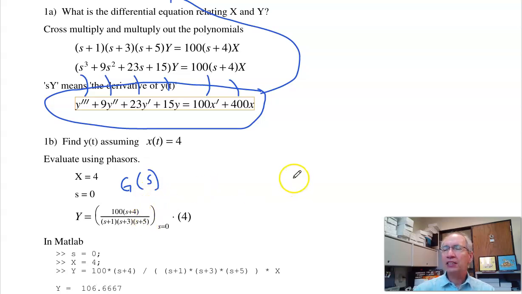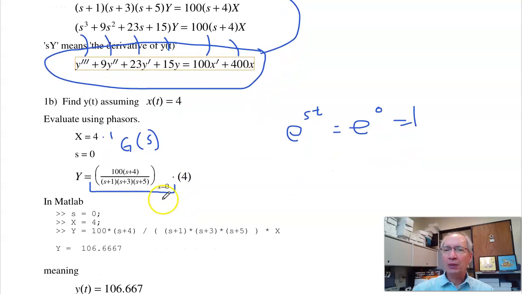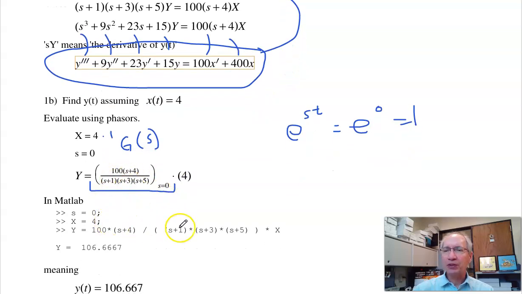At DC, s equals 0. Again, everything is e to the st. So if I have a constant, 4 times 1, s equals 0. So e to the 0 is just 1. DC, s equals 0. This is the gain everywhere. All I care about is what's the gain at DC times the input. The input in this case is 4. That represents the constant of 4. And what I get in Matlab is evaluate at s equals 0 times x, I get 106. So if the input's a constant of 4, the output should be 106.